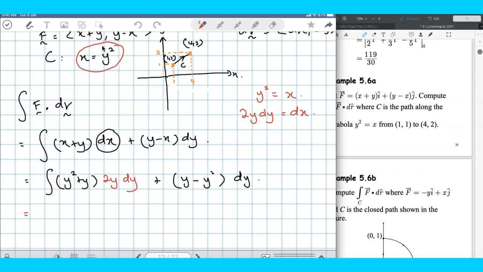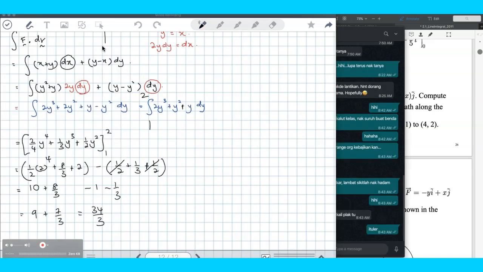And when we expand, we have the dy, we have the dy, meaning that you can combine them together. So you have 2y cubed plus 2y squared plus y minus y squared dy. And when we simplify, then we integrate with respect to y. We replace the limit of y from 1 to 2, and we obtain that the answer is 34/3.